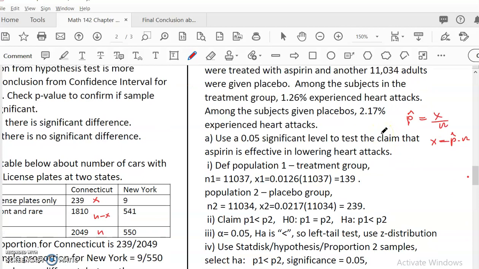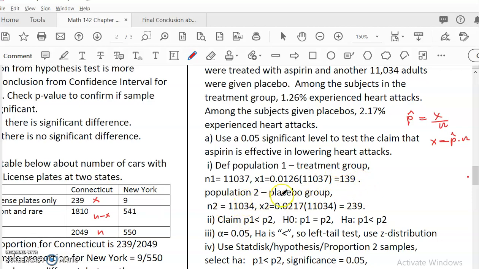So we'll just treat it as population 1, the treatment group. N1 is 11,037 patients. X1 would be 0.0126 times 11,037. If you multiply them, make sure that you give the rounded whole number. 0.0126 times 11,037 is actually 139.06, so you round it to the whole number of 139.